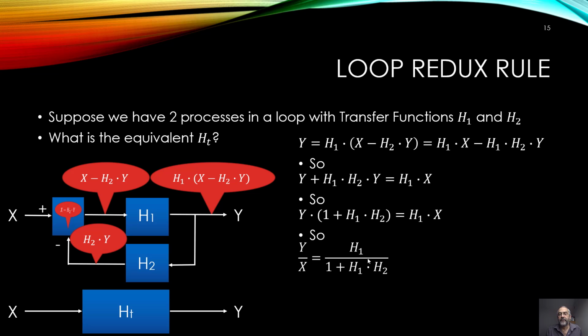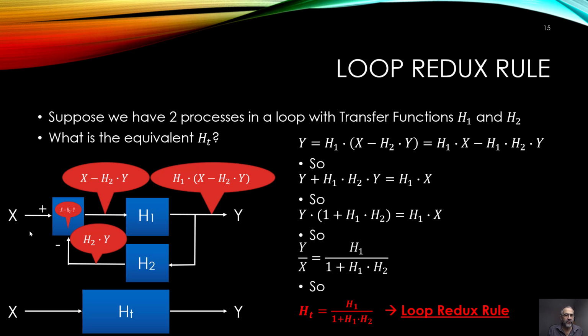And finally, we can calculate the transfer function, Y divided by X. We could also have calculated Y, but actually we are interested in the transfer function, so that's Y over X. And Y over X is H1 divided by 1 plus H1 times H2. So that is the loop reduction rule.